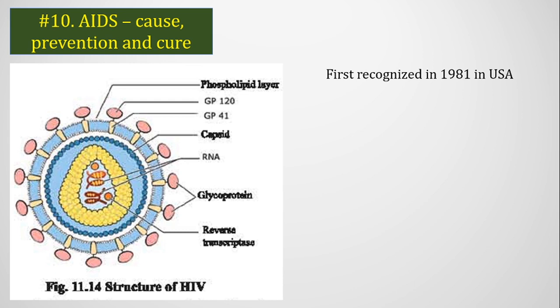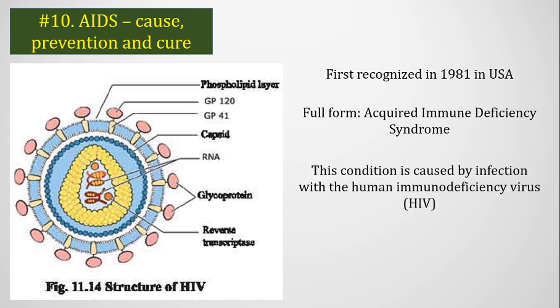This syndrome was first recognized in 1981 in the USA, and the full form of AIDS is acquired immune deficiency syndrome. That means the immune system of the infected patient becomes deficient, becomes weakened, and that is acquired. The normal immune system is strong enough, but in this condition the immune system is compromised, and that is produced later on due to the infection of the HIV virus. This condition is caused by infection with the human immunodeficiency virus. We have talked about it earlier.